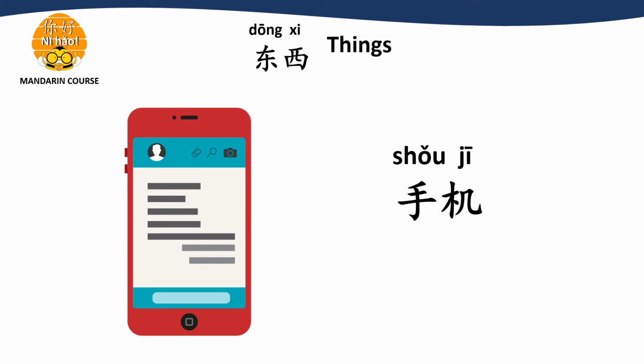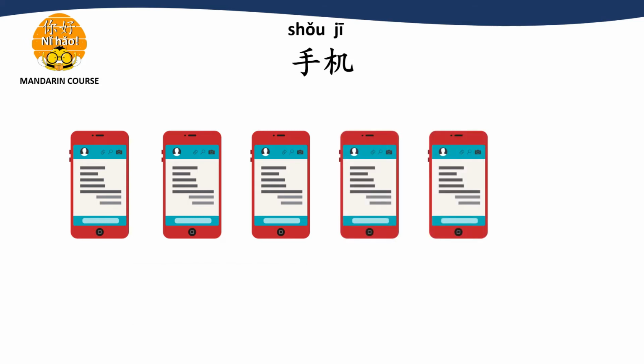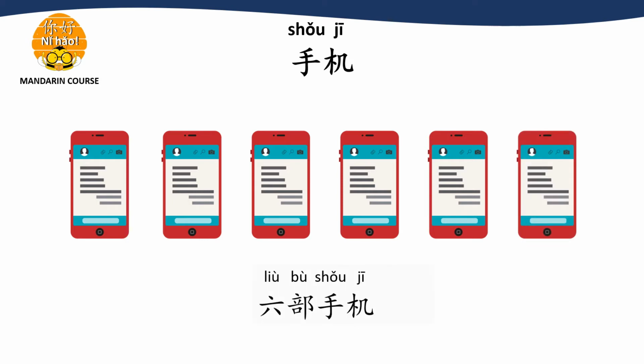In this lesson, we are going to learn about handphone. 手机, 手机. The quantifier of 手机 is 部. For example, 3 handphones, 3部手机. 5 handphones, 5部手机.